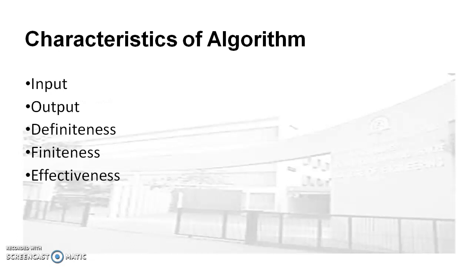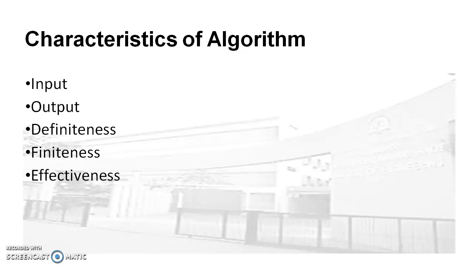An algorithm must have 0 or more quantities which are externally supplied as the input to it. So, one of the basic characteristics of an algorithm is the input. Then, an algorithm must generate at least one result as an output. So, it is expected that whenever you are solving this step-by-step procedure to accomplish a particular task, the achievement of the task will be the result of it or the output of it.